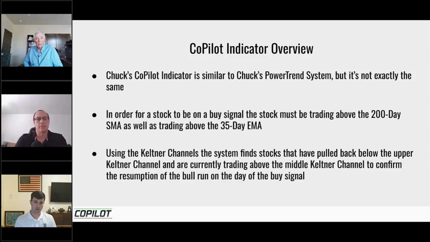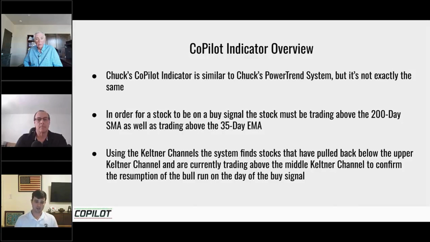So just a quick overview of exactly how this works. The CoPilot indicator is similar to Chuck's traditional power trend system, but as he said, we've tweaked things over the years, made slight adjustments here or there, so it's not exactly the same, but works similarly. In order for a stock to be on a buy signal according to CoPilot, the stock does have to be trading above its 200-day simple moving average, as well as trading above the 35-day exponential moving average.